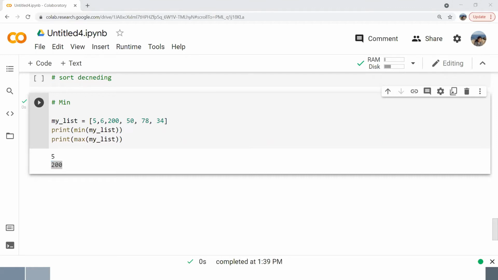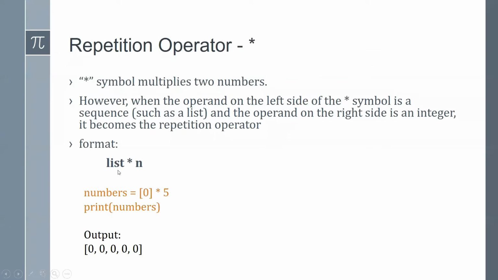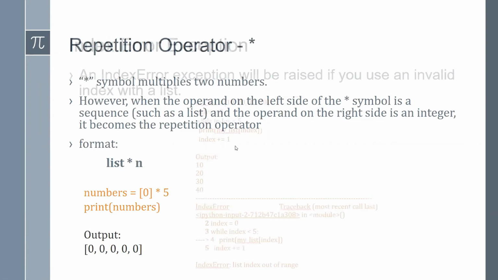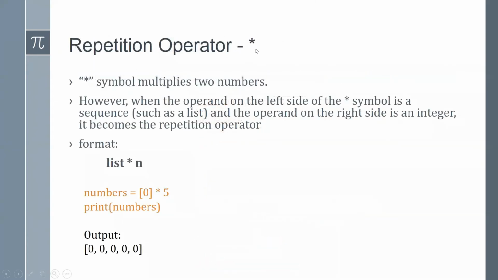Any questions? No. Okay, so we saw how to do a sort and how to do a reverse, and we saw the min and max functions. The next one we have in list is called the repetition operator. Question to you all. The star symbol, forget about this repetition operator and everything. What does the star mean in general, when you have two numbers? Multiply. Multiply, right? So when you tell one star 2, it's going to multiply and give you the answer 2.